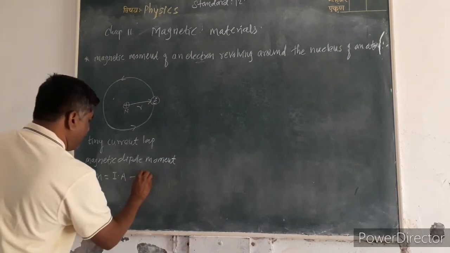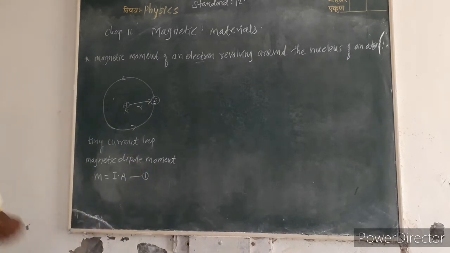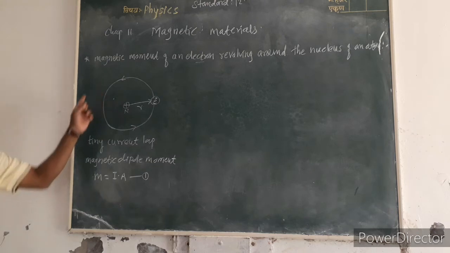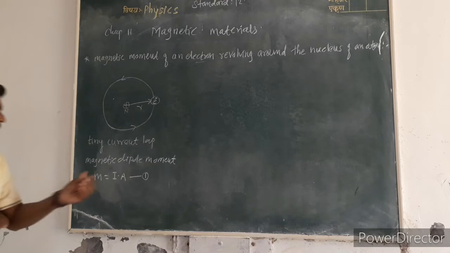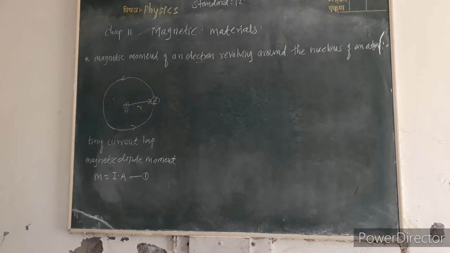So equation number 1. Because this orbit acts as a tiny current loop, the magnetic dipole moment of that current loop or orbit is M is equal to I into A.